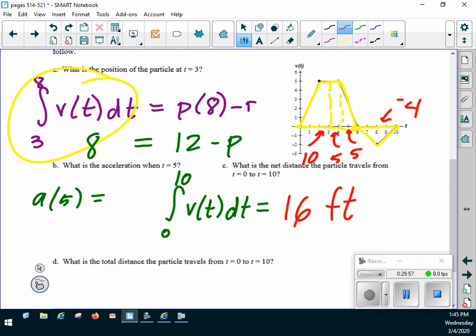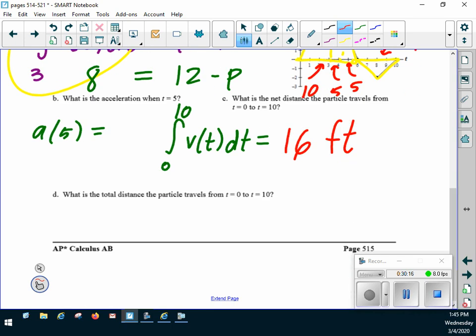Now, do you understand why this makes sense? Because this is feet per second, and the time is in seconds. And we're finding area, so we multiply the base times the height if we're doing rectangles. So those cancel and you're left with feet.